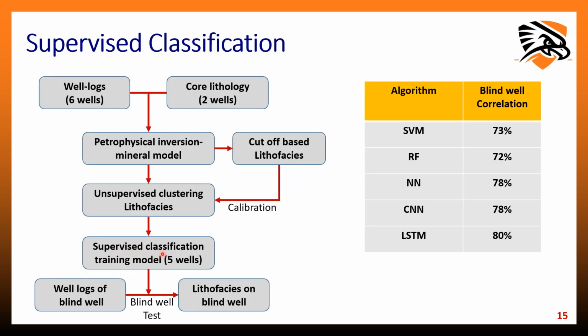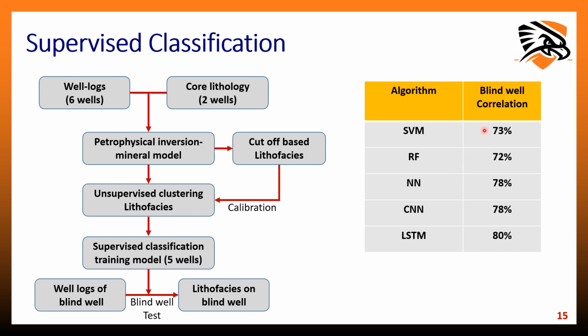So in the supervised classification, we first perform a training with 5 wells. We keep one of the wells as a blind well, and on these 5 wells we do the training with the different algorithms: the SVM, the support vector machine, random forest, neural network, convolutional neural network, and LSTM. And we refine these models with the best parameters by testing it several times, and then we find the best training models, and then we apply these training models to this blind well, and the test results are here.